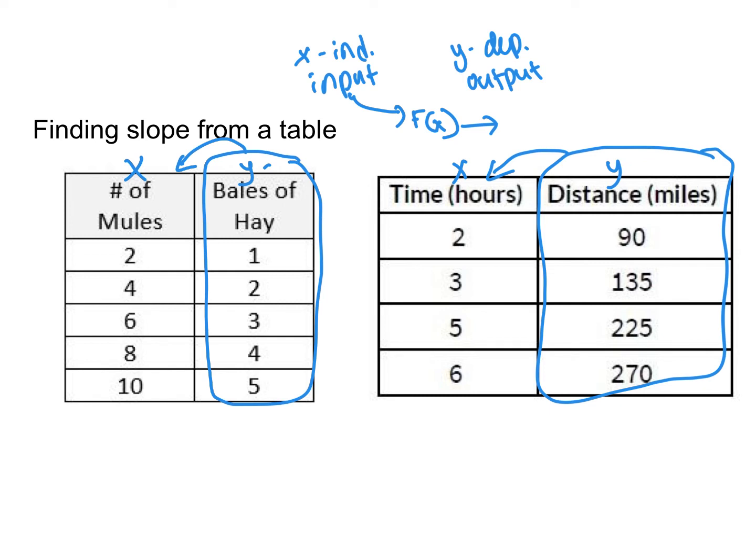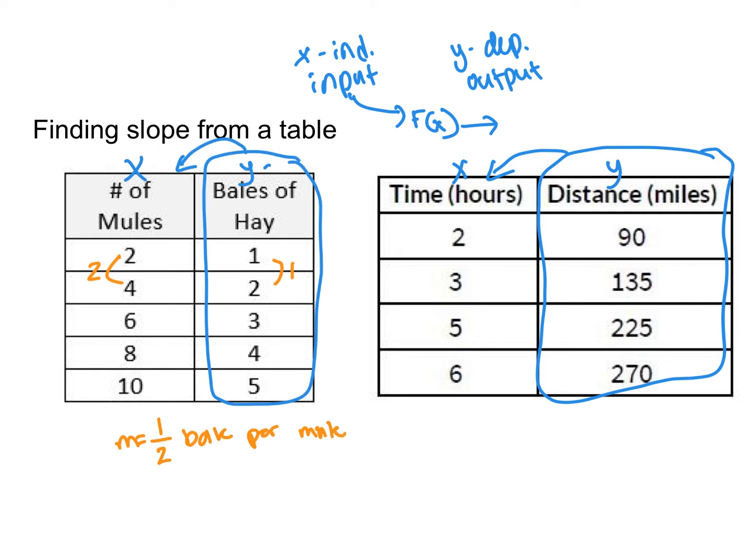Now we just need to check how much this is changing by. This one's changing by 1. This side's changing by 2. The change in y over the change in x is my slope. When I know what these values mean, I could actually label this 1/2 bale per mule.